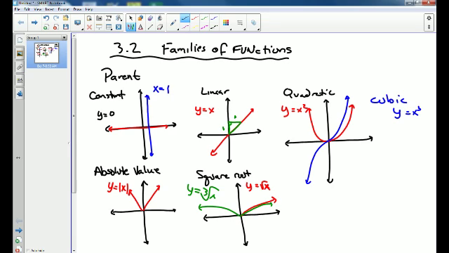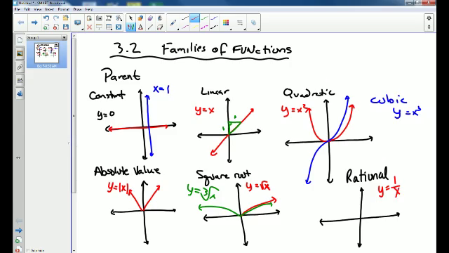And then the last one we need to really worry about is the rational function. Rational, you're reminded of Grease? You've never seen Grease. Do you remember what a rational number is? It's a number that can be made into a fraction.